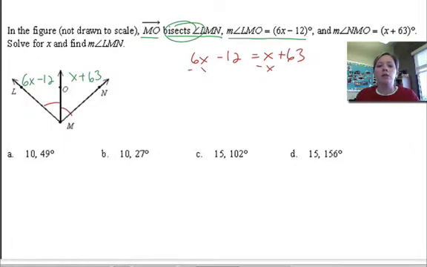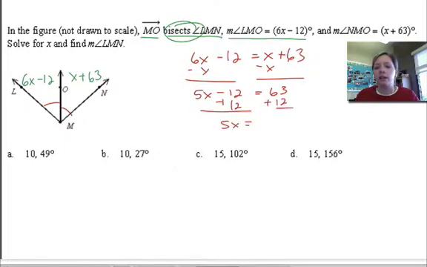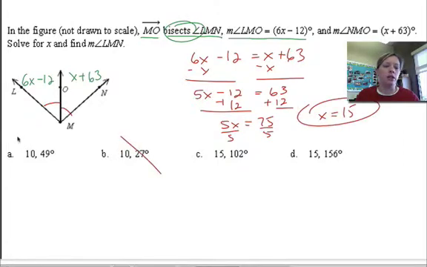Subtracting x from both sides gives me 5x minus 12 equals 63. Adding 12 to both sides gives me 5x equals 75. And then if we divide by 5, we get x equals 15. So look, you can eliminate these two answers. But we still have to go in and find angle LMN. That's the whole big angle.